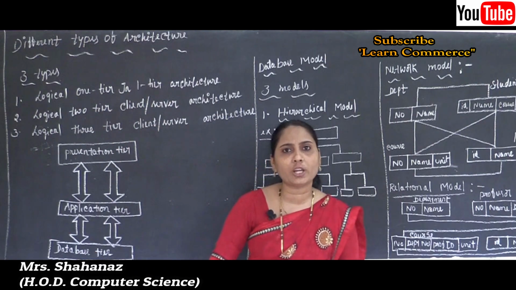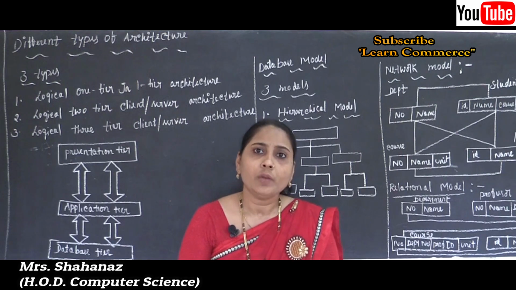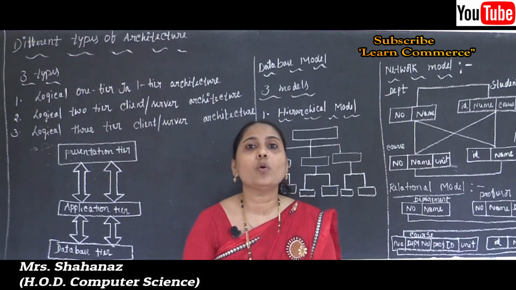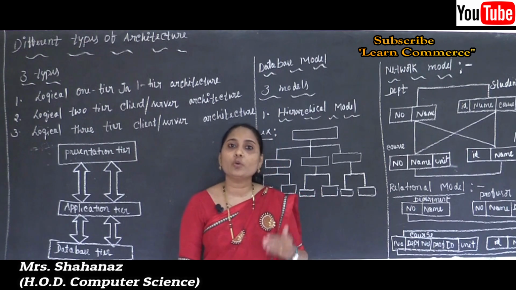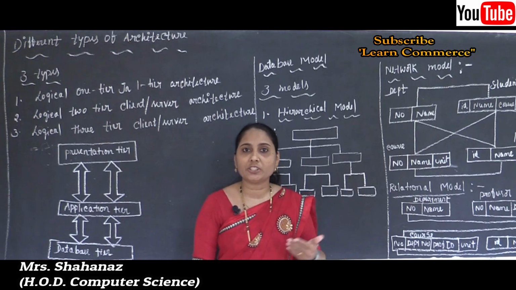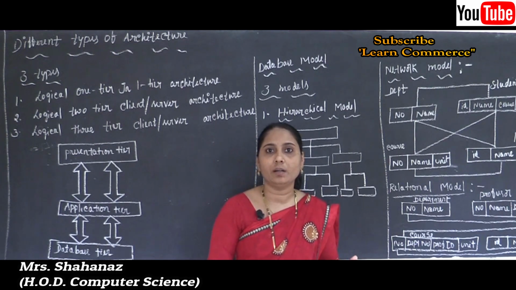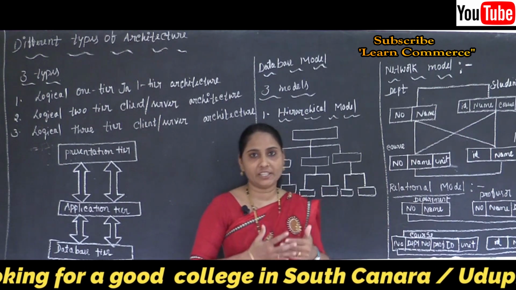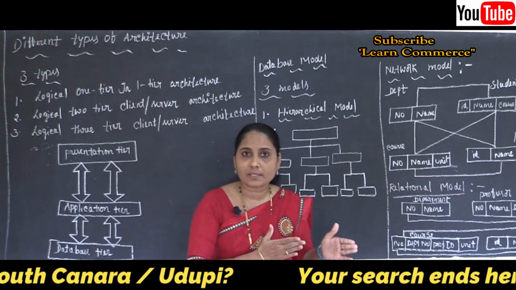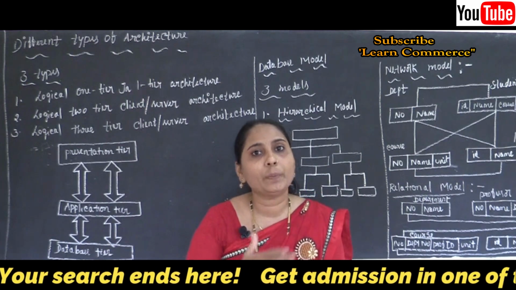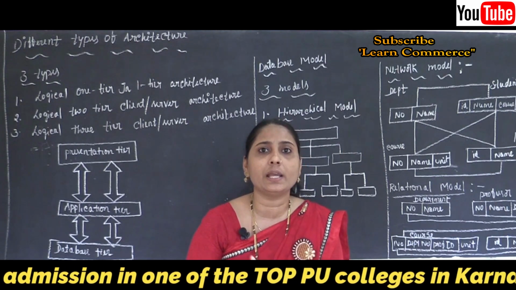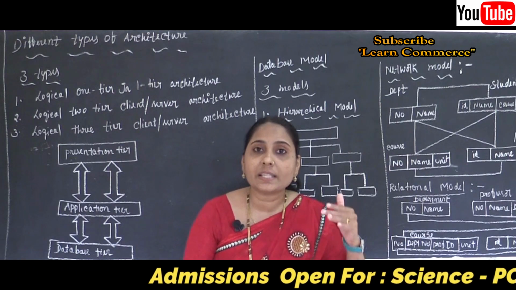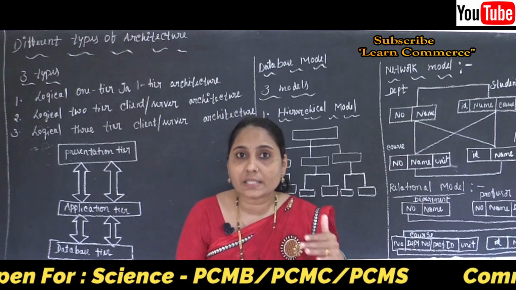What is the meaning of logical one-tier in one-tier architecture? We know DBMS is software. The DBMS is the only entity where the user, here user means the application programmer or the database designer, sits on the DBMS and uses it. Clear on this point? The DBMS is the only entity where the application programmer, the system designer, or the database designer sits on the DBMS and uses it.